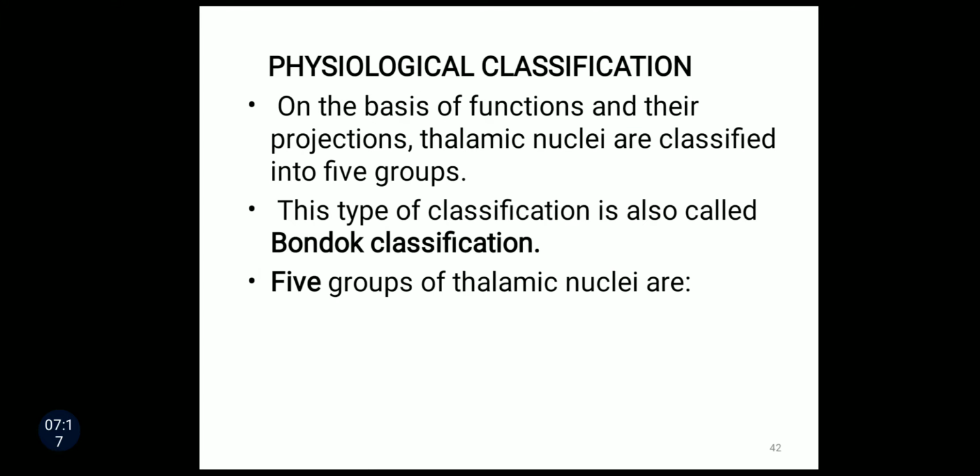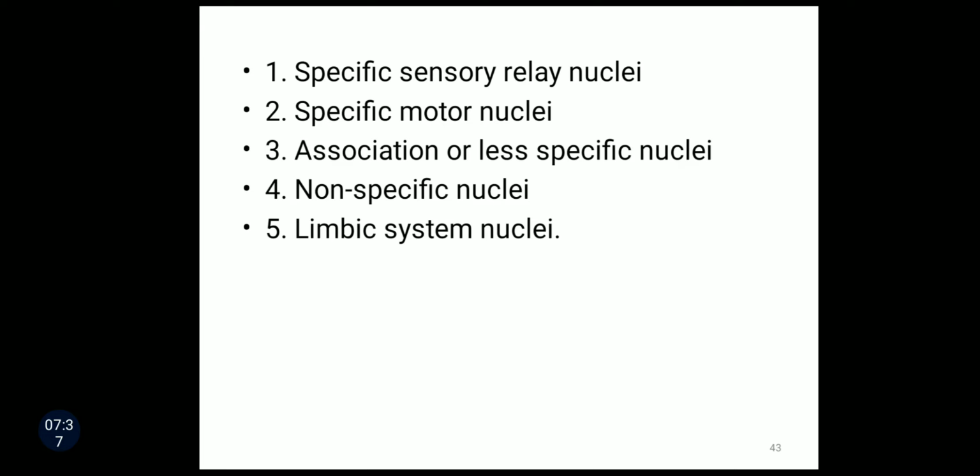The next one is the physiological classification of nuclei. On the basis of functions and their projections, thalamic nuclei are classified into 5 groups. This type of classification is called the Bondoc classification. These 5 groups are: specific sensory relay nuclei, specific motor nuclei, association or less specific nuclei, non-specific nuclei, and limbic system nuclei. So this is the classification of nuclei.